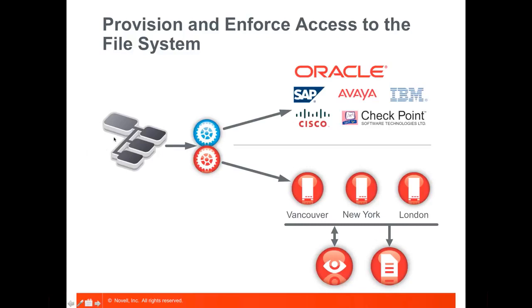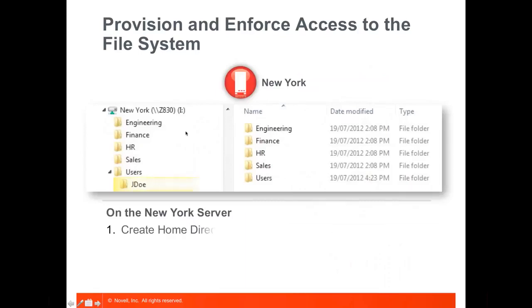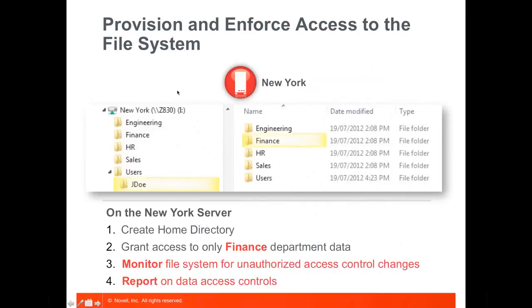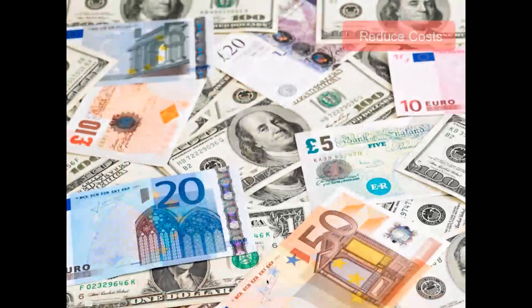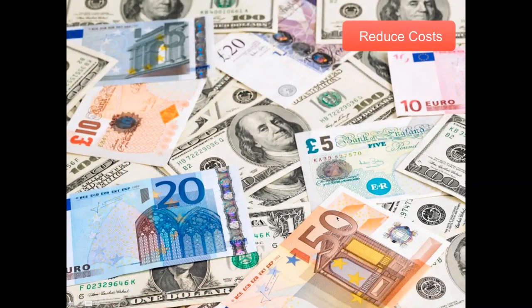Okay. So we're provisioning and enforcing the user access here. We're able to grant access only to finance, monitor the file system for unauthorized access, and report on data access controls, as I mentioned earlier. So first of all, it's going to help you reduce costs because you just go through this once or twice. You test it and make sure things are working properly, and then you implement the policy.